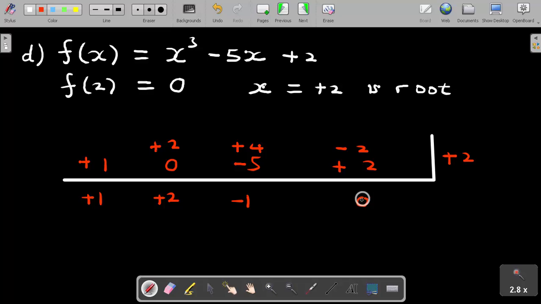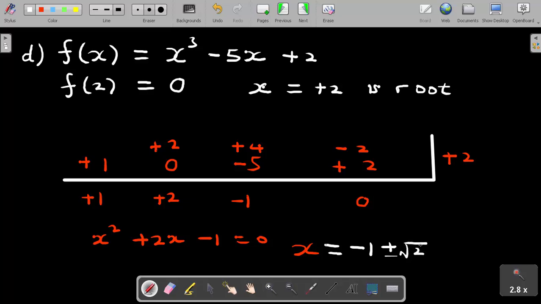So now I'm solving what? I'm solving 1x squared plus 2x and then minus 1 equals 0. Now this one here, it's my quadratic, and I don't have the factors for this one because of the negative 1 here, so I have to use the quadratic formula. And when I do so, I'm going to get x equals negative 1 plus or minus root 2.